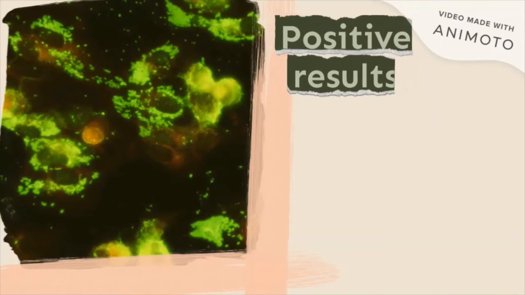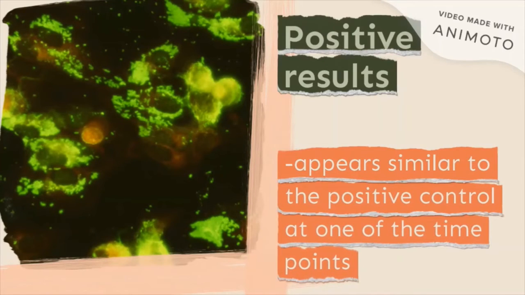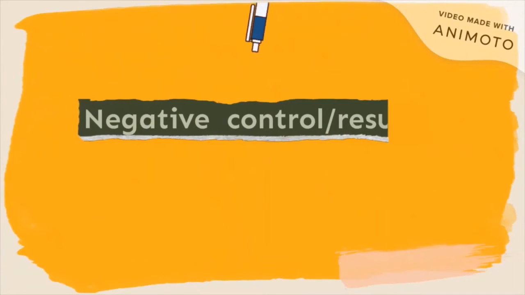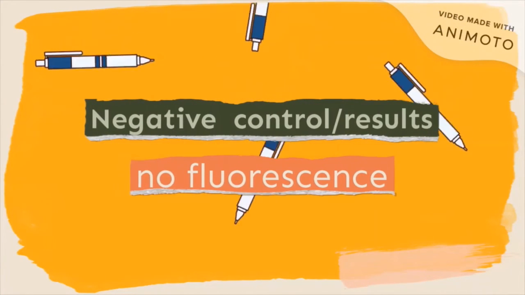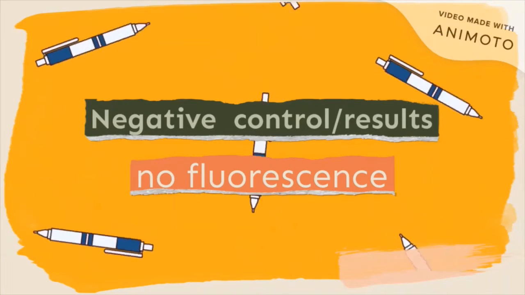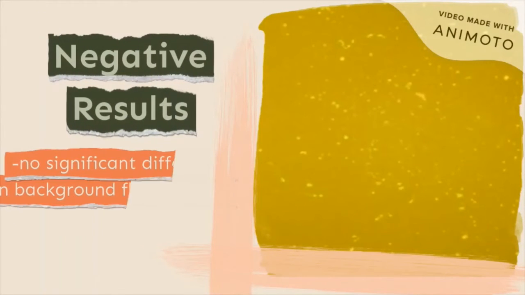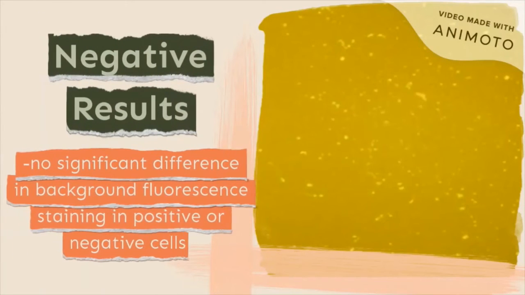For positive results of the indirect immunofluorescent antibody test, antibodies will be labeled with a fluorescent stain which gives a green-yellow color under ultraviolet ray. The sample will appear similar to the positive control at one of the time points. For negative control results, there should be no fluorescence seen as there is no fixation reaction. Negative results mean there is no significant difference in background fluorescence staining in positive and negative cells.